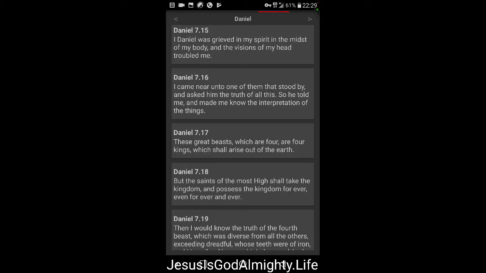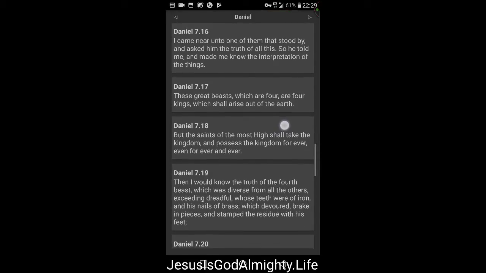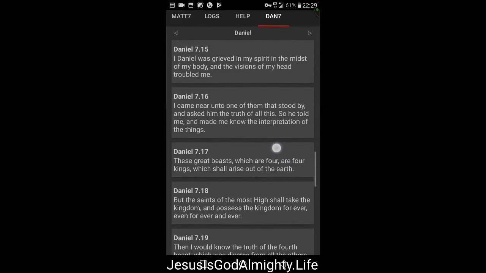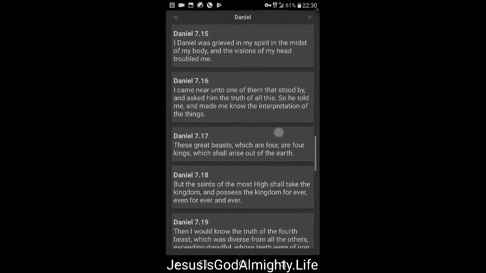But anyway, Daniel: I was grieved in my spirit in the midst of my body, and the visions of my head troubled me. I came near unto one of them. And by the way, in regards to visions and all that, Satan can do visions as well. In regards to seeing stuff, just be careful, just because you see something. Satan can do, I don't know if one would call them miracles, I guess it would probably be.